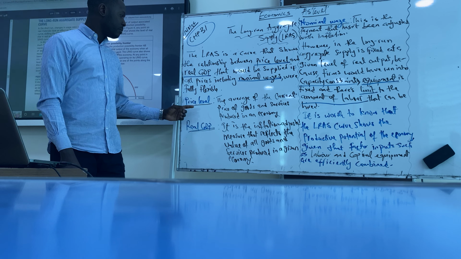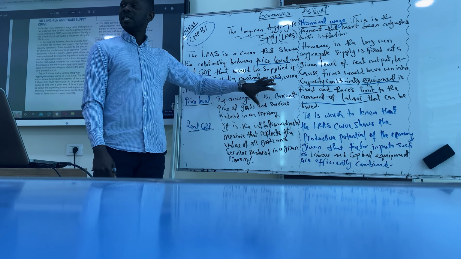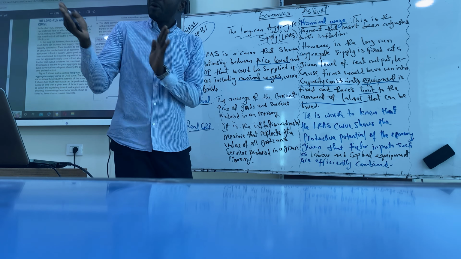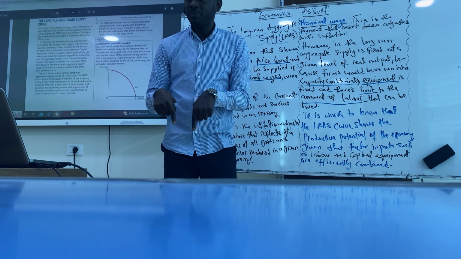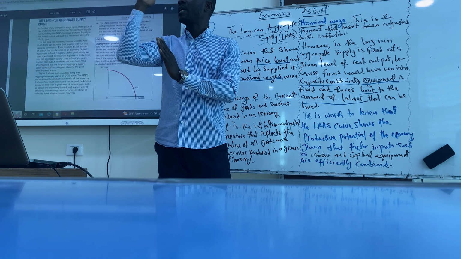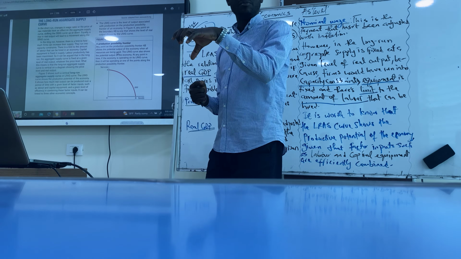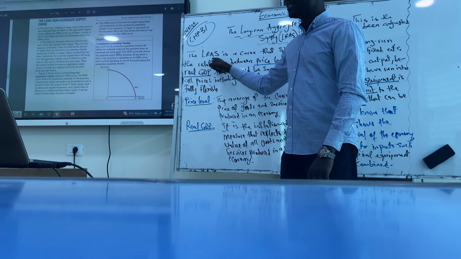So, what is the price level? The price level is the average of the current price of goods and services produced in an economy. So, our price level comes with the current price, the present price of goods and services that are being produced in the spectrum of the economy. That means in the whole economy, we need the price level because price is linked to long run aggregate supply.